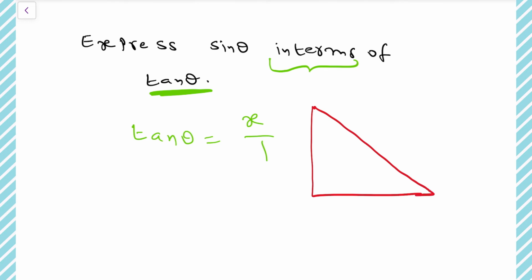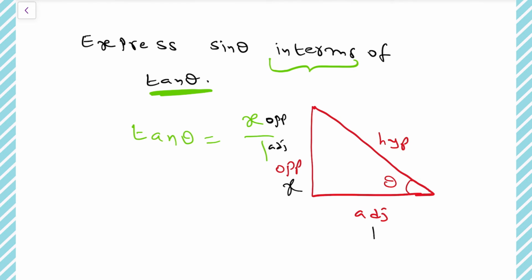This I am taking as theta. So tan theta is nothing but opposite divided by adjacent. So this is opposite and this is hypotenuse, this is adjacent, right? So tan theta is given as x by 1, then tan is nothing but opposite by adjacent. So opposite will be x and adjacent will be 1.